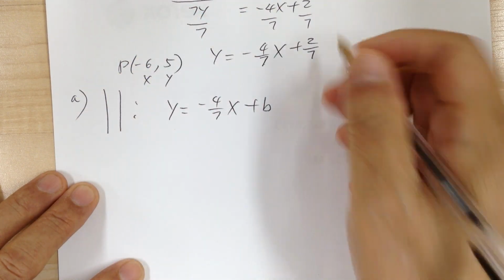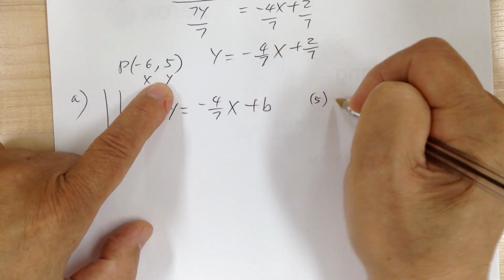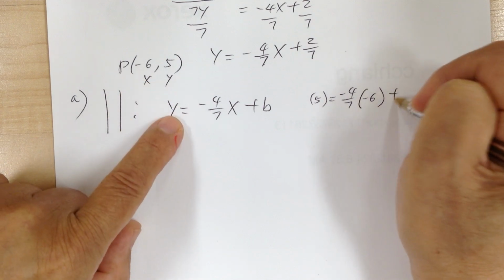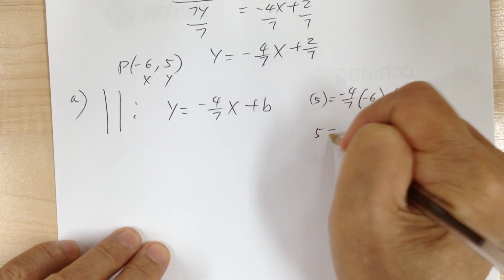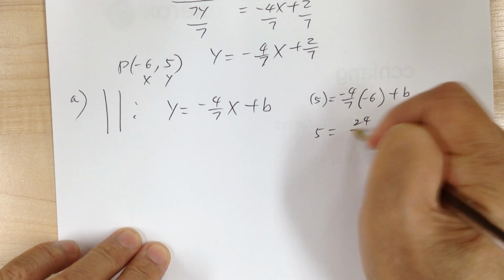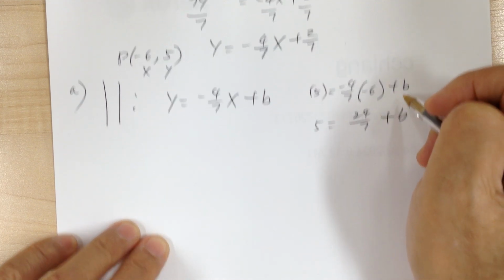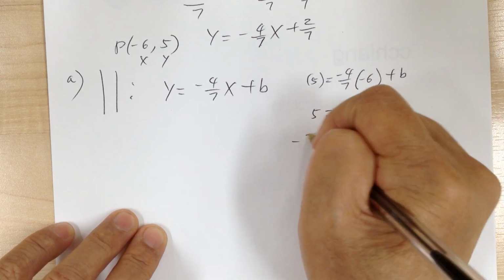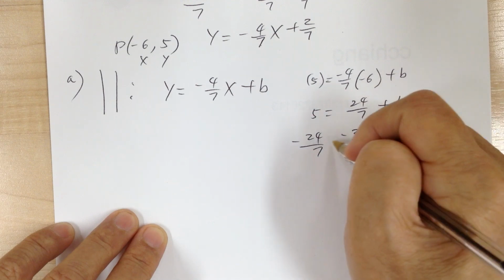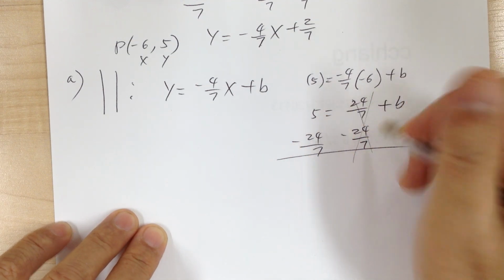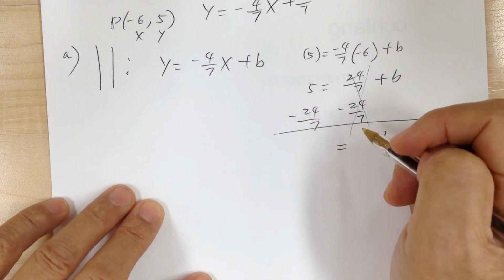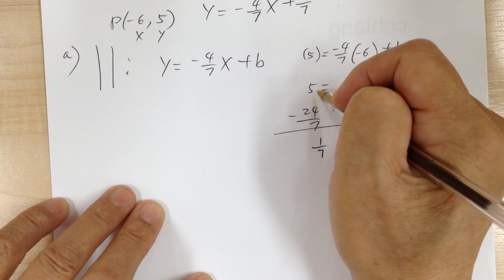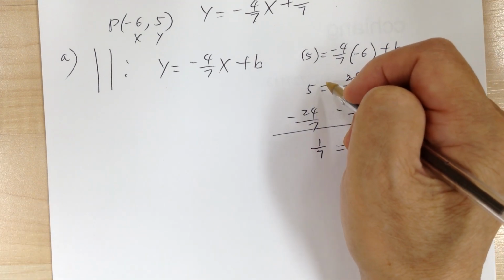So go off to the side. You get 5 = -4/7 times x, where x is -6, plus b. So 5 = 24/7 + b. Then you minus 24/7 on both sides. This will cancel out, so b will equal 11/7. You can use your calculator to work this part out.